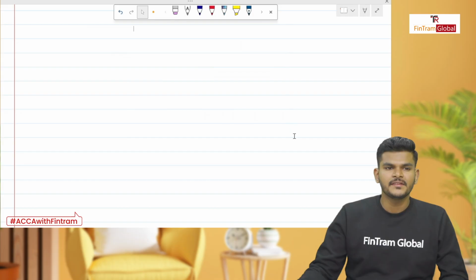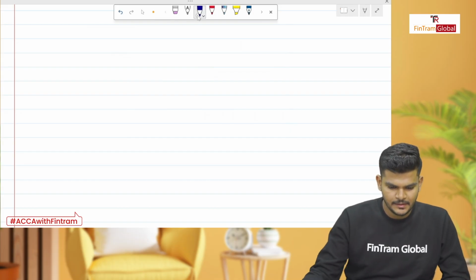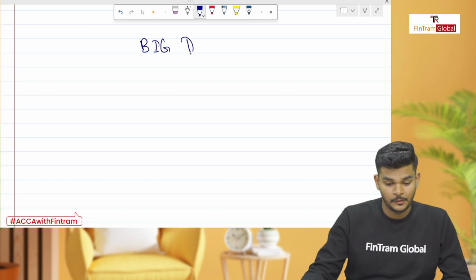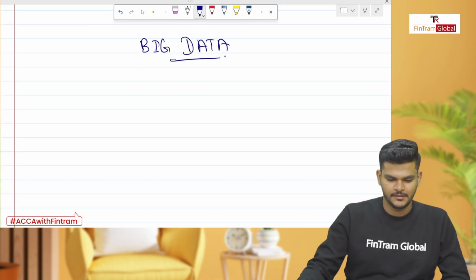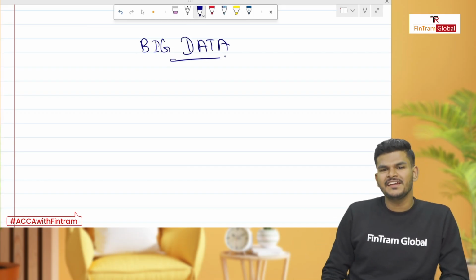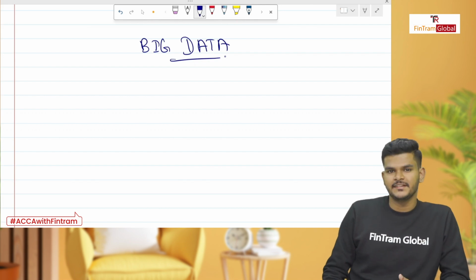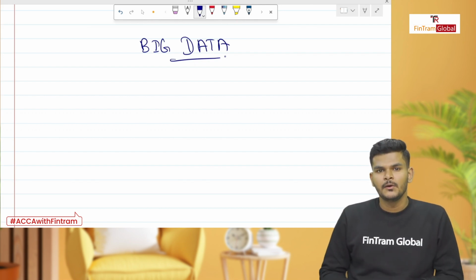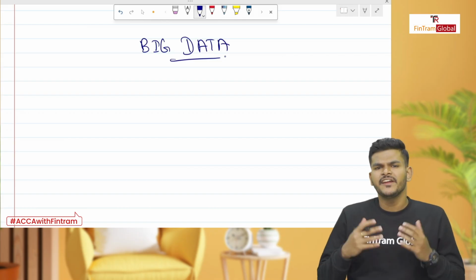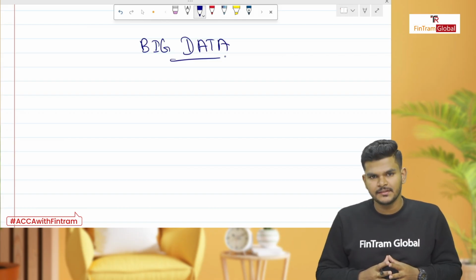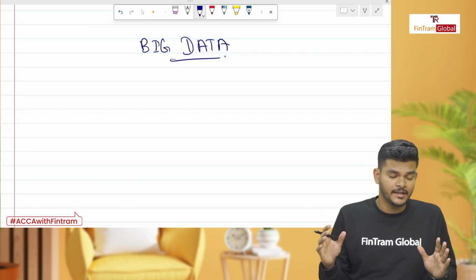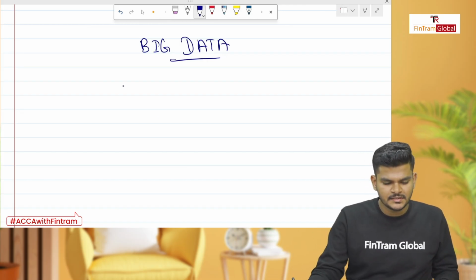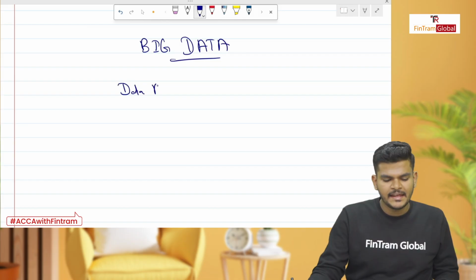So the next topic that we can look at is basically big data. I'm writing it big as well. There we go. Okay, so what is big data all about? As the name suggests, it's a huge volume of data which we use for various business purposes. This is what big data is, to put it in the most simple sense. And then there comes another term, which is data analytics.